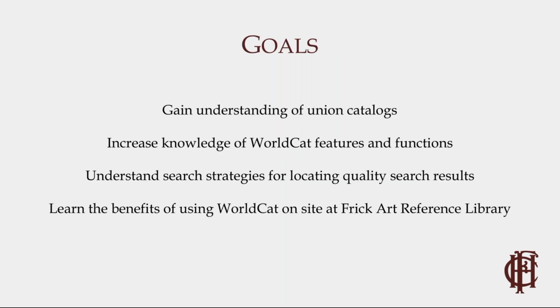The goals for today's session include learning about union catalogs, what they are and how they are compiled, and some of the potential drawbacks to be aware of also. We will increase our knowledge of Worldcat and be able to use the features, functions, and various search strategies to locate accurate and quality search results. And finally, we'll go over the benefits of using Worldcat on site at the Frick Art Reference Library or at your local subscribing institution. And in saying that, I recognize it is not possible at this time due to library closures, but that will change eventually, and when it does, we hope to see you.